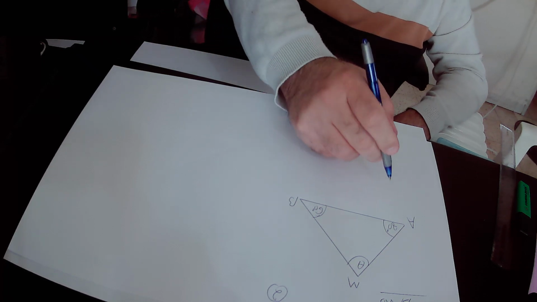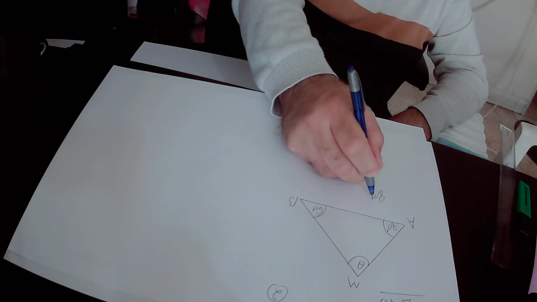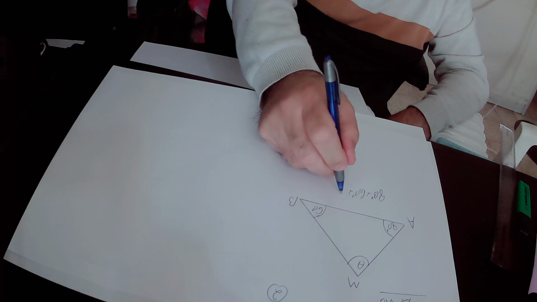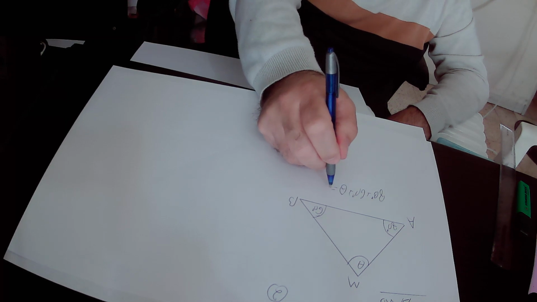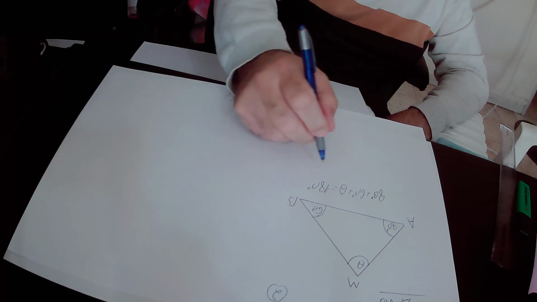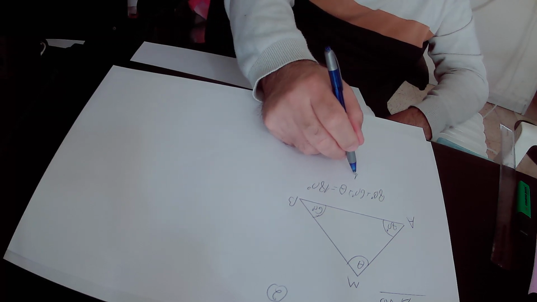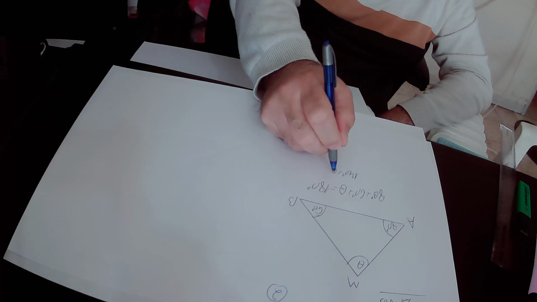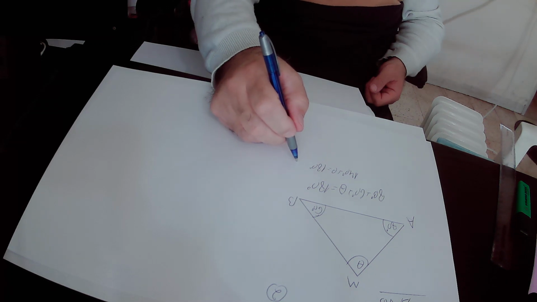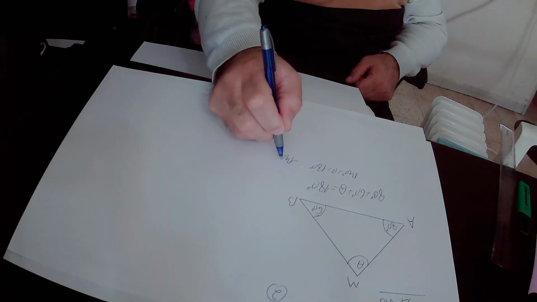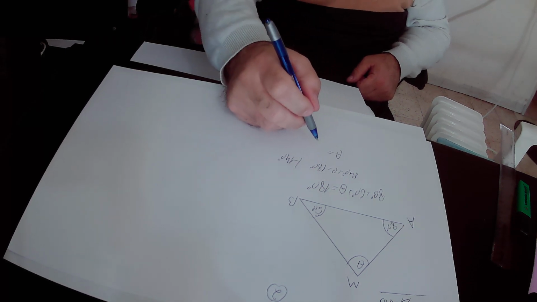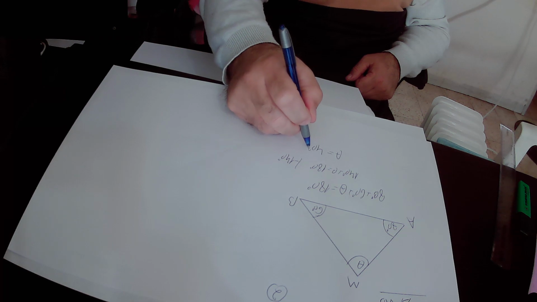That is to say 80 degrees plus 60 degrees plus the missing angle, that is angle theta. In total, the sum of those three angles must be equal to 180 degrees. 80 degrees plus 60 degrees is 140 degrees, plus theta must be equal to 180 degrees. We subtract 140 degrees from this equation, and we get that angle theta equals 180 degrees minus 140 degrees, it is 40 degrees.